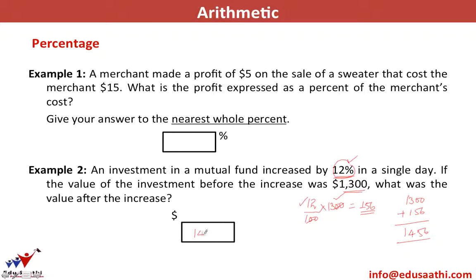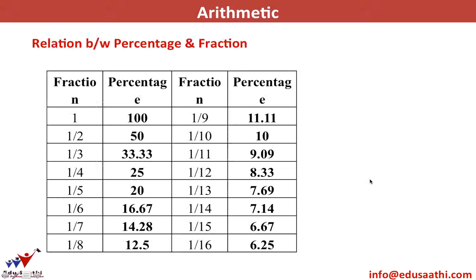I'll write the value 1456. So a 12% increment has been added here. Just find out the value of the 12%, add it to 1300, and there you are, getting your answer.